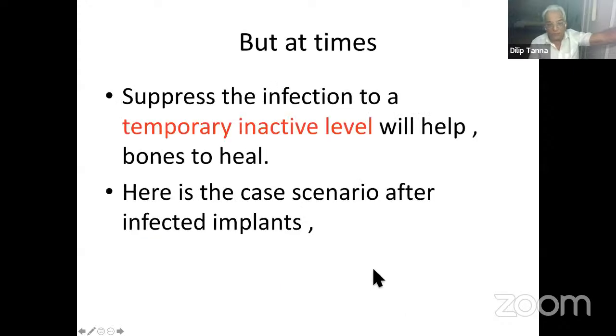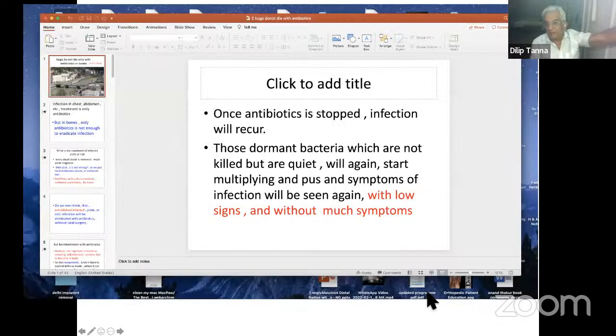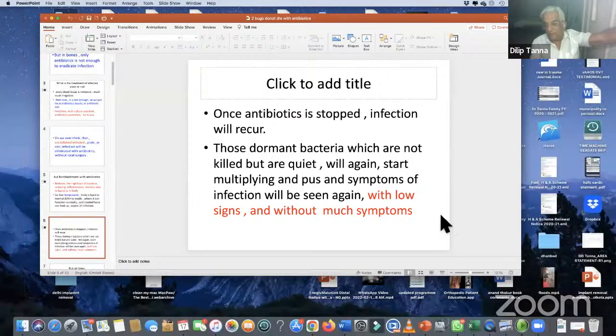I'll put it here. The question which I asked so many times: if the patient had an infection and it was detected 2 weeks later, when the patient came with a small pus bead on the wound 2 weeks after the operation, the first question I ask is, how long was the antibiotic given post-operatively? And 99% of the time it is 8 days, 10 days, 12 days.